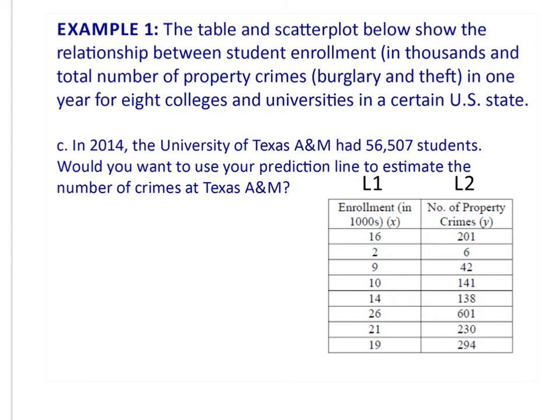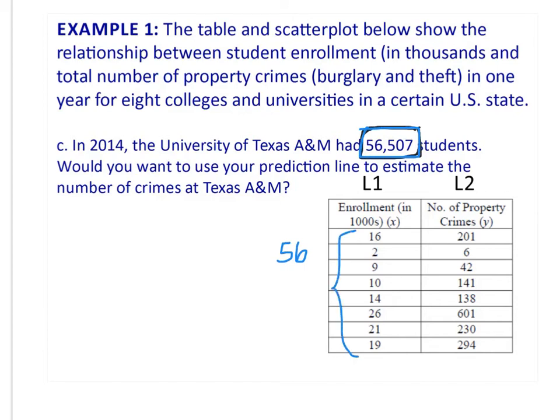For part C, it says in 2014, the University of Texas A&M had 56,507 students. That's a lot of students at one university. So they had 56,507 students. Would you want to use your prediction line to estimate the number of crimes at Texas A&M? Well, if I think about 56,000, that would be 56 in this X range.